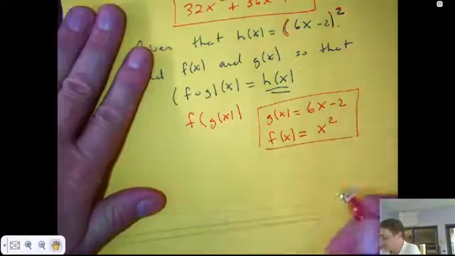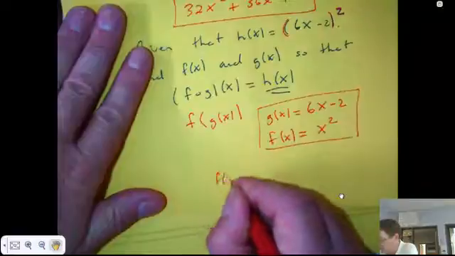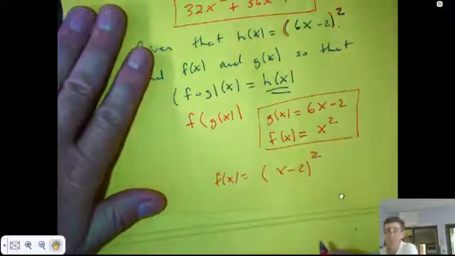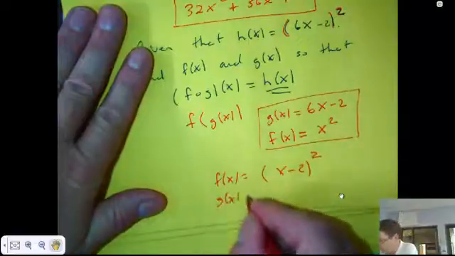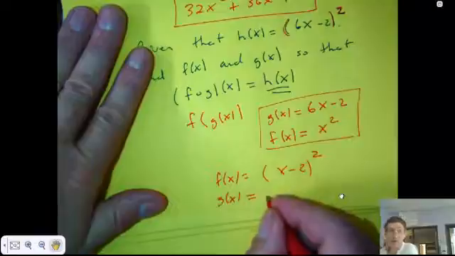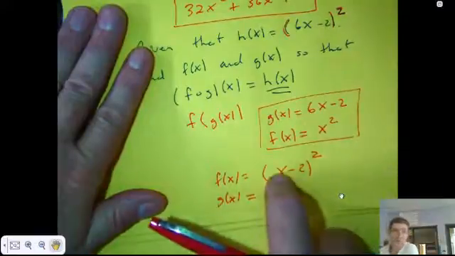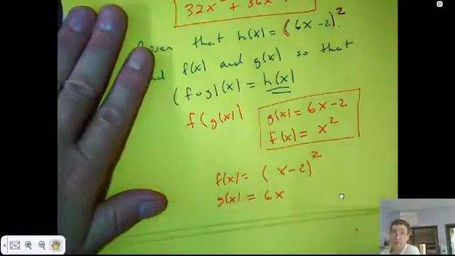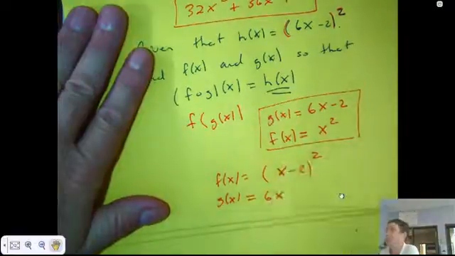What if I decide that I'll have the outside function be x minus 2 squared? What would g of x have to be to make this work? 6x, yeah, right? If g of x is 6x, I put the 6x into here, I get the same function. So that'd be another option that would work. Right? So there are multiple options that we could use. Just a matter of finding the inside and the outside function.